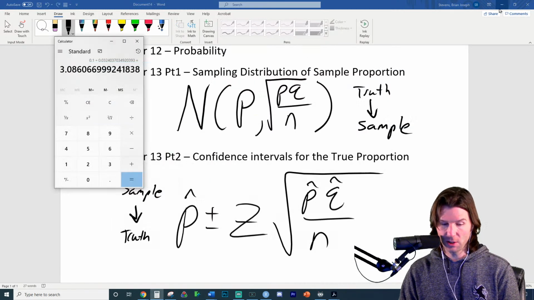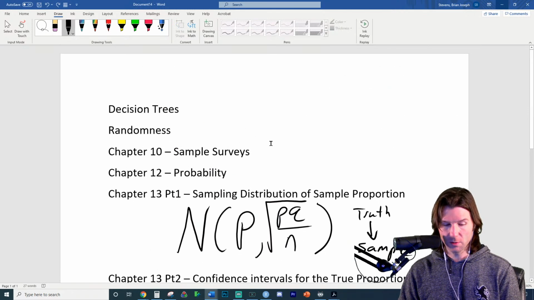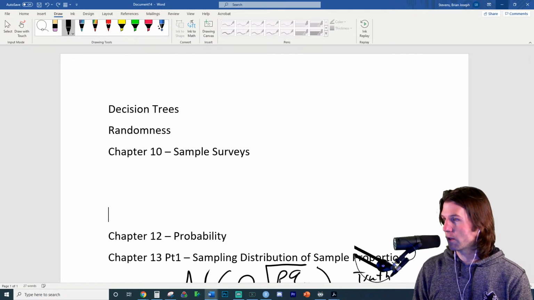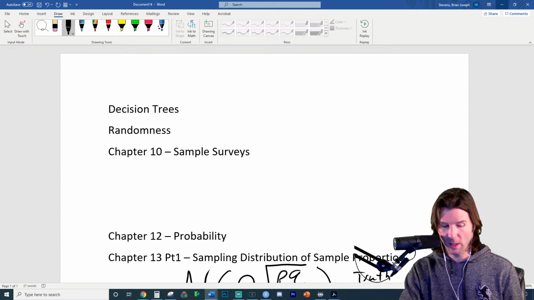Let's hop back to that previous sheet, and we're going to do some sample survey definitions. Great question right there, Zach. Thank you for swinging by.